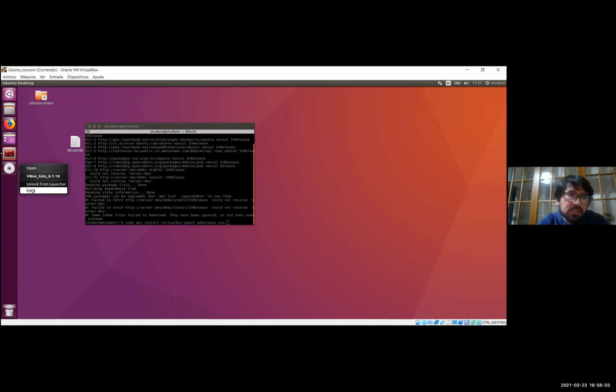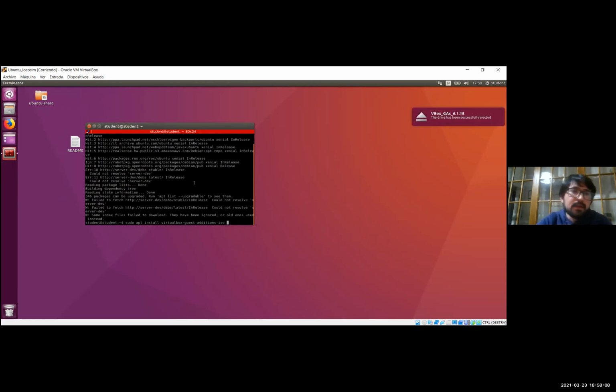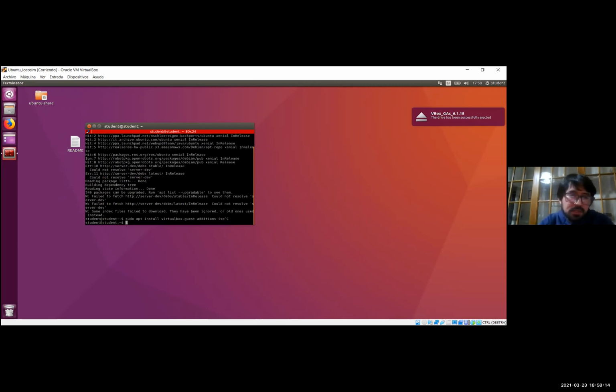So I'm going to eject this. And okay, now that I'm already on the virtual machine, we just need to install PyCharm. I'm going to do a reverse search just to see what command I used.